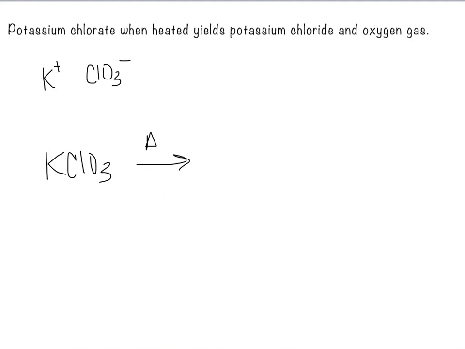Alright, so it yields potassium chloride, that's going to be KCl, and then oxygen gas. Oxygen being diatomic must be O2. Okay, let's look at this. In order to balance this, if I put a 2 here and a 3 here, the oxygens are balanced, then all I have to do is put a 2 in front of the potassium chloride. There is the balanced formula.